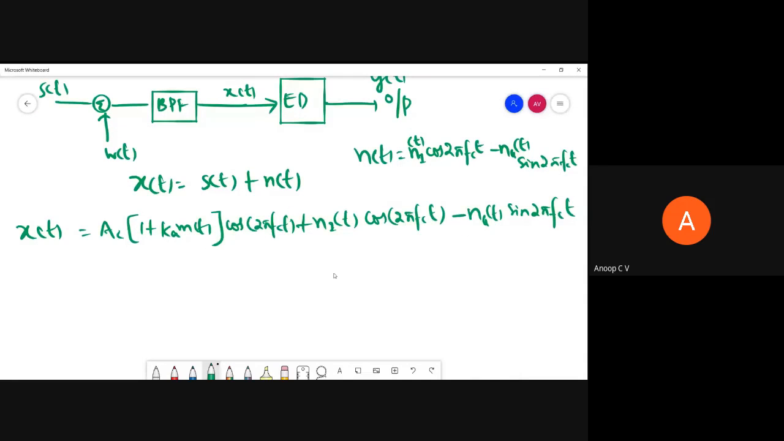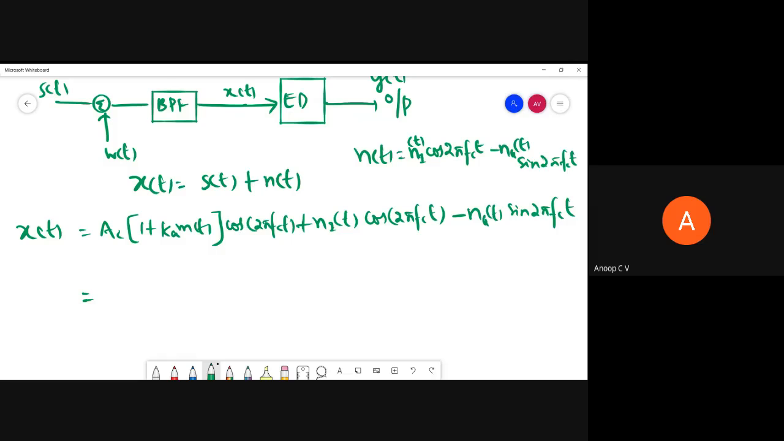So maybe for that, representing it in phasor form is actually equivalent to representing it in canonical form. Canonical form means we can represent it as in-phase component times cos 2 pi fct minus quadrature phase component times sine 2 pi fct, right.